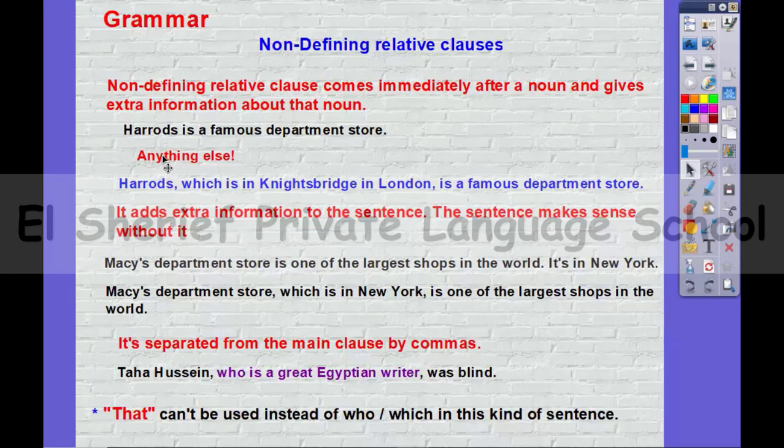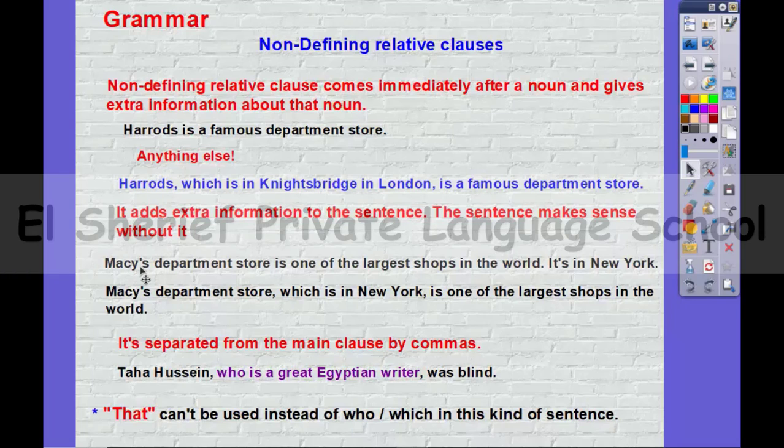For example, Harrods is a famous department store. Harrods, which is in Knightsbridge in London, is a famous department store. So this relative clause here, which is in Knightsbridge in London, this is a piece of information that is not important. So we put it between two commas. So we can drop it. So this is the non-defining relative clause. So it adds extra information to the sentence. The sentence makes sense without it.